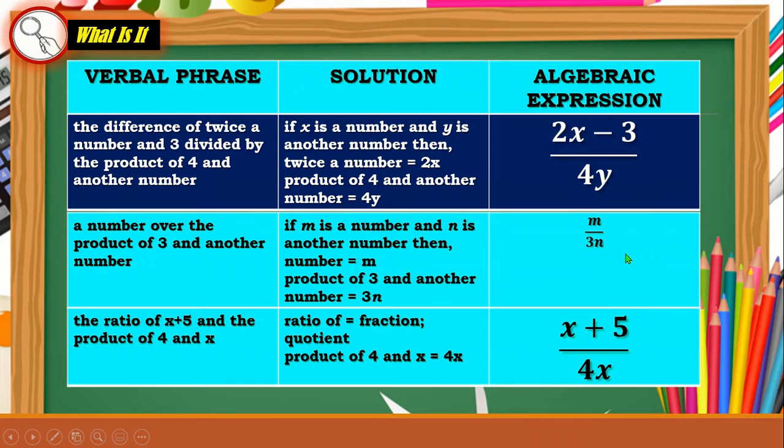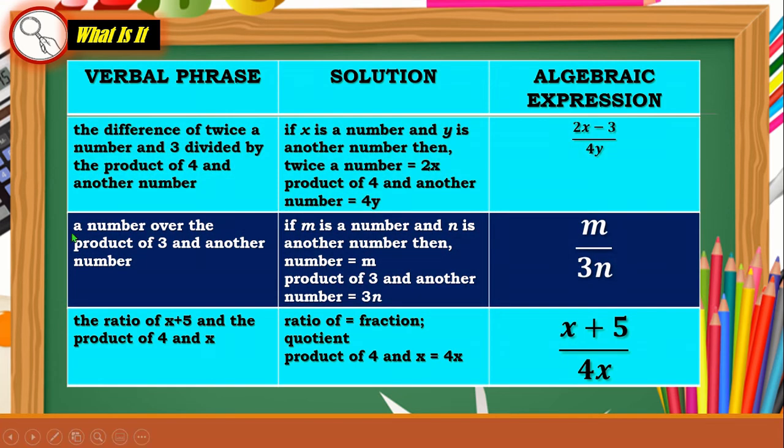Sounds good? Again, you can pause and replay this video as needed. Example number 2. A number over the product of 3 and another number. If m is a number and n is another number, then the first number is m, and the product of 3 and another number is 3n. And so, a number over the product of 3 and another number, that's m over 3n. Very good.